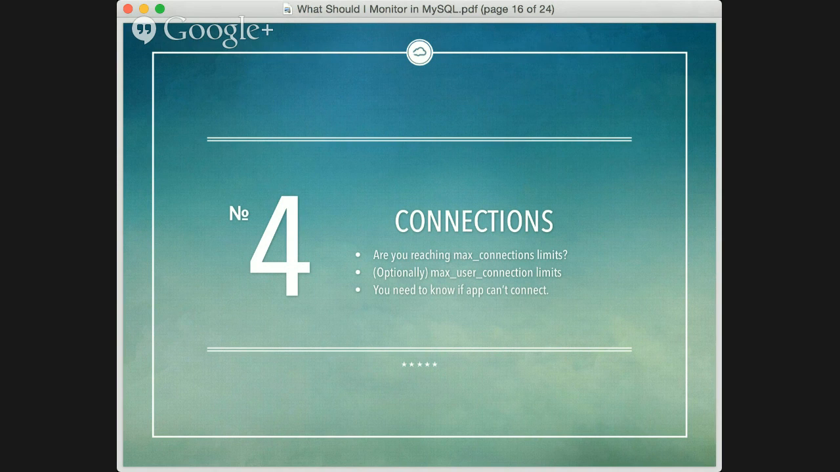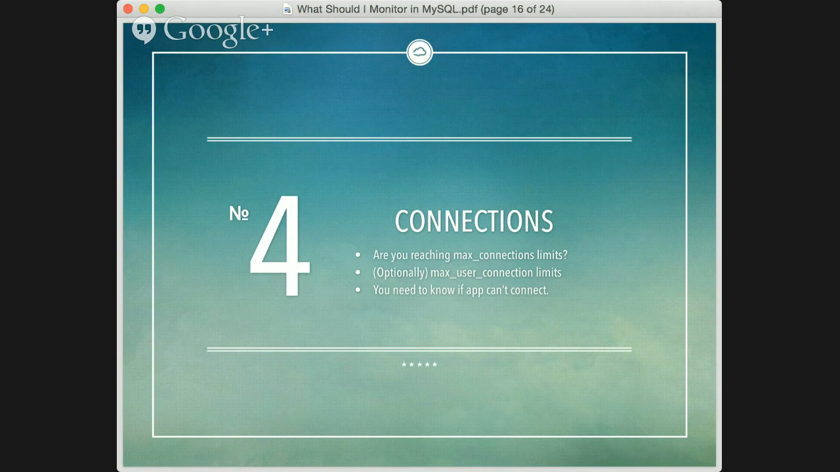And in MySQL, there is also a max user connections limit. So that can be set per user, so that you can set some users can have this many connections and some others can have that many. And you want to be careful about connections on a per user basis in that case too.